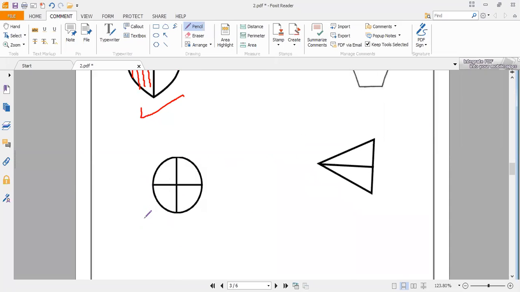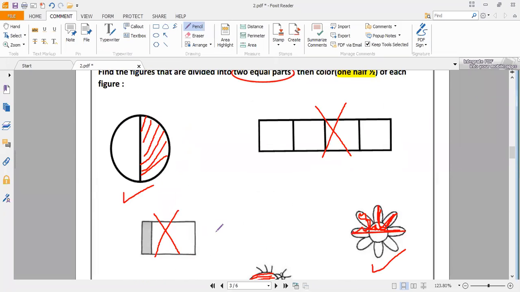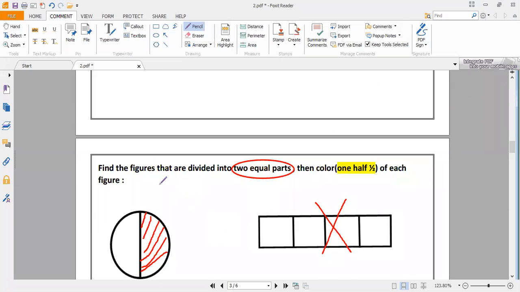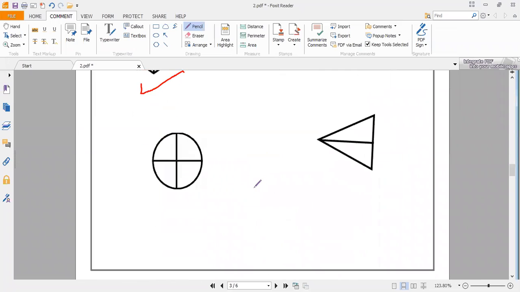Okay, make the circle. He said in the question, find the figures that are divided in two equal parts. Is this circle showing two equal parts? No. Four. Four equal parts. Okay, this triangle shows two equal parts?